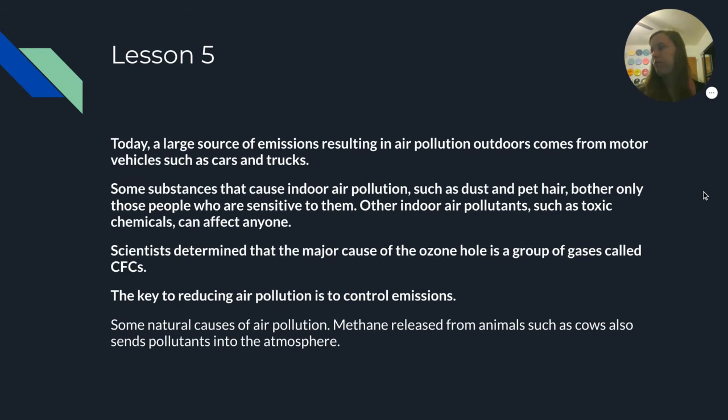Lesson 5. Today, a large source of emissions resulting in air pollution outdoors comes from motor vehicles such as cars and trucks. Some substances that cause indoor air pollution, such as dust and pet hair, bother only those people who are sensitive to them, usually called allergies. Other indoor air pollutants, such as toxic chemicals, can affect anyone.